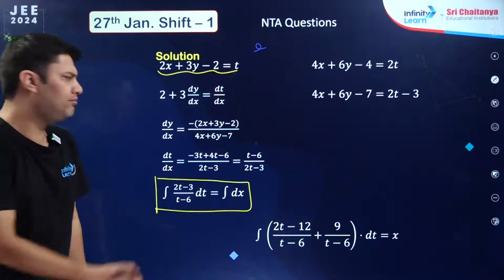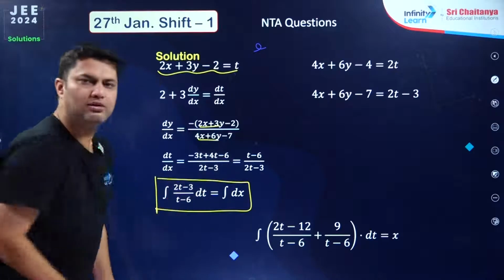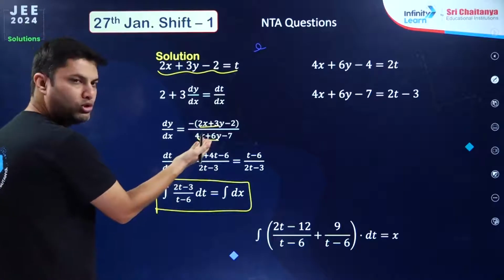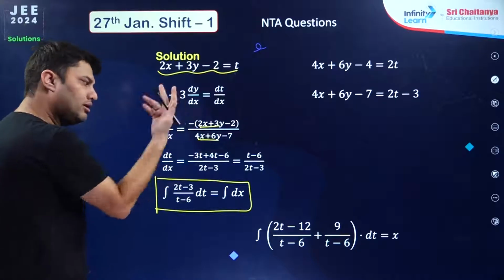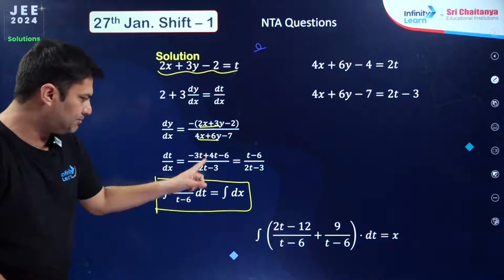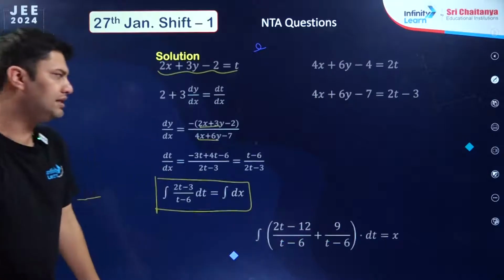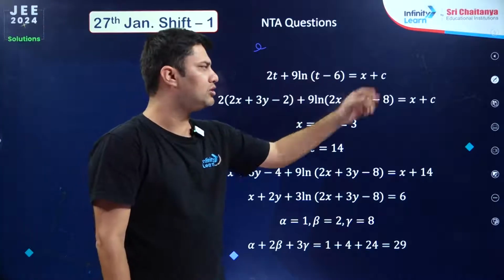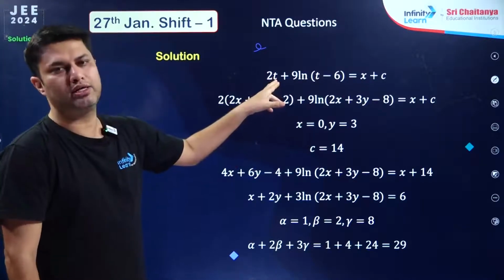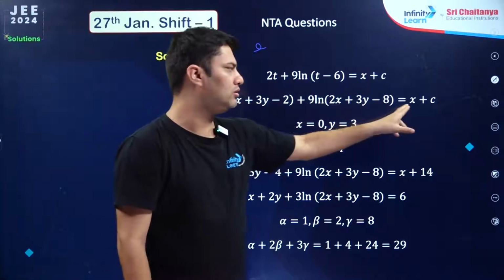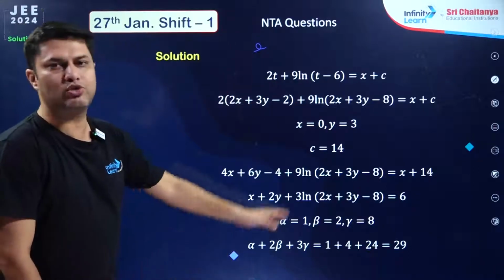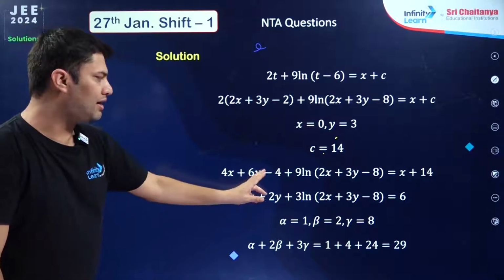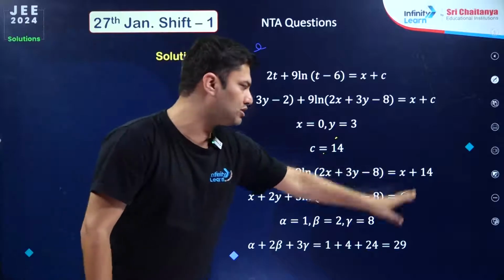It's very easy because these two are actually parallel lines. In parallel lines, I have also told you, and you must have studied this, that if you put 2x plus 3y equal to t, for sure these will be the next steps. And to solve this integration is very, very easy. So 2t plus 9 log t minus 6 equals x plus c. Put the t value as 2x plus 3y minus 2 here, equal to x plus c. And if x is equal to 0, then y is 3 is given, so c is 14. So finally 4x plus 6y minus 4 plus 9 times ln equals x plus 14.